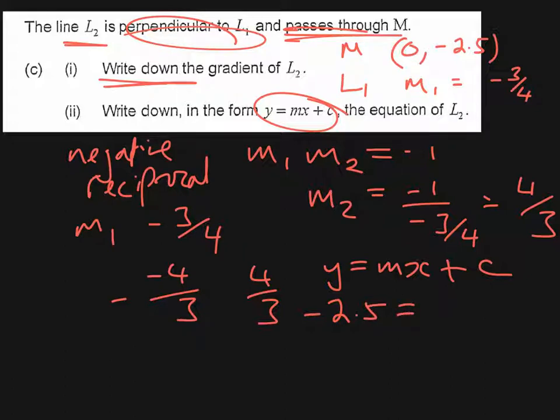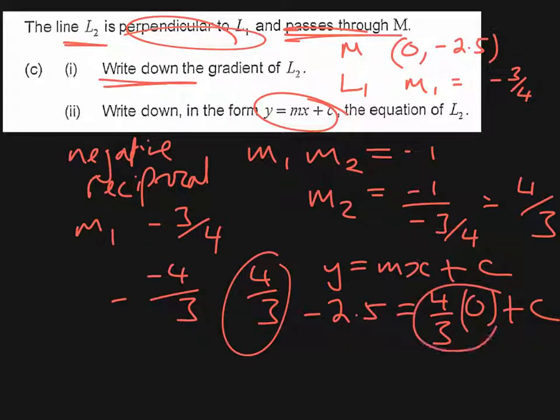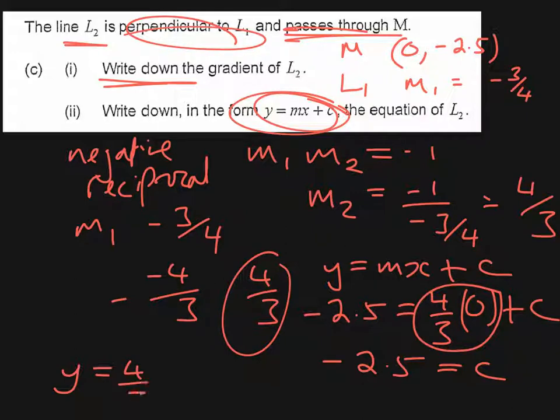-2.5 equals the gradient, which we've just found, is 4/3, so 4/3 multiplied by x. Now we know up here that x is 0, so that's going to make the maths nice and easy, plus c. Now we don't know what c is, that's what we're going to have to solve, but this whole thing multiplied by 0 is going to disappear. So we're left with -2.5 is equal to c. We're asked to write down the answer for the whole equation. So formally, it's going to be y equals 4/3 x minus 2.5.